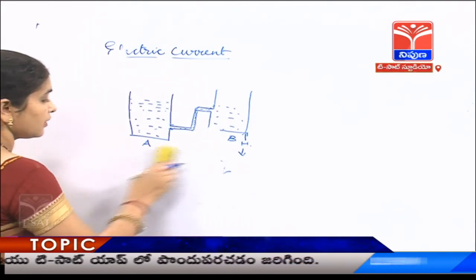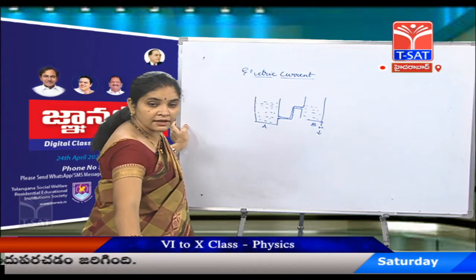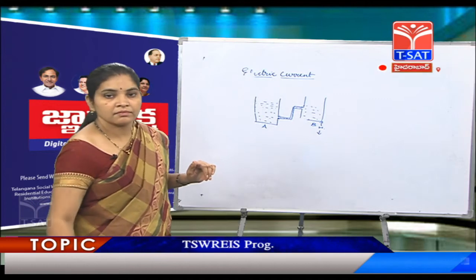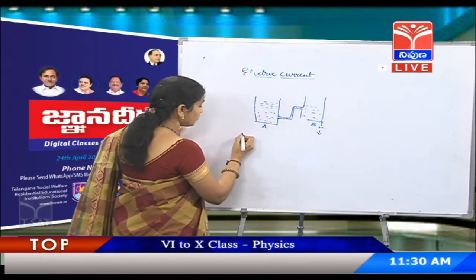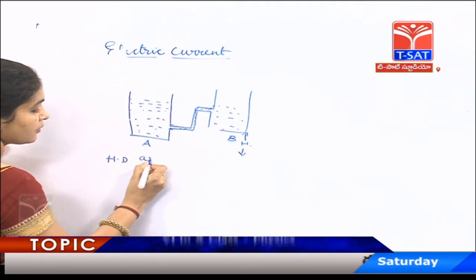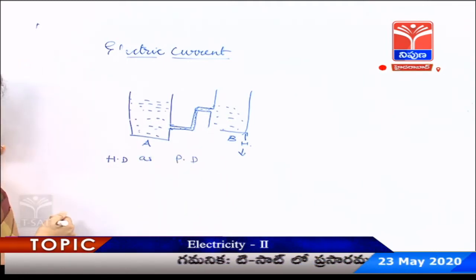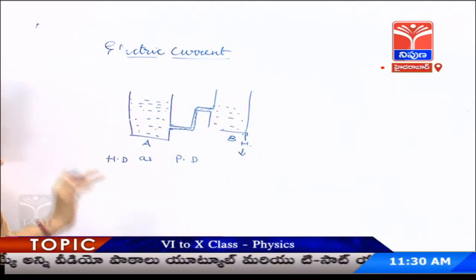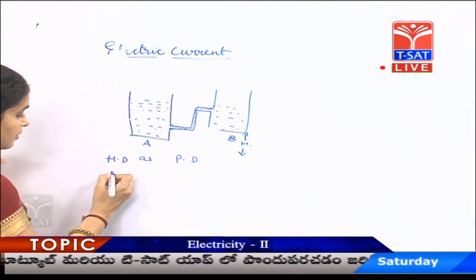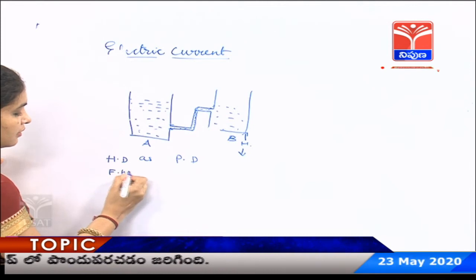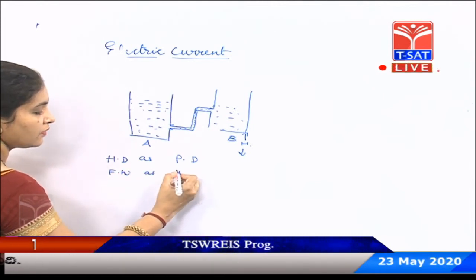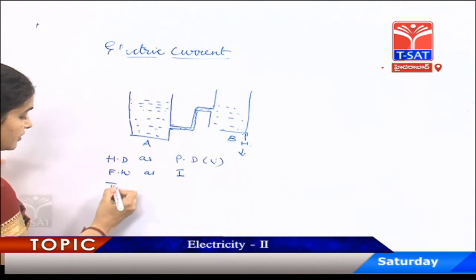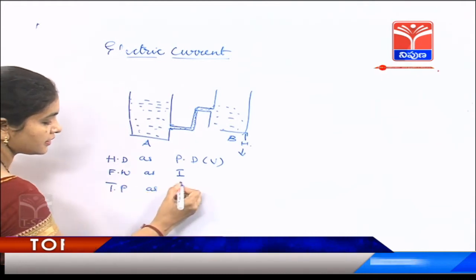Can we compare this with Ohm's law? Let us see. Assume height difference as potential difference. When the height difference is increasing, the flow of water also increases. Flow of water as flow of current, and the thinness of the pipe as resistance.